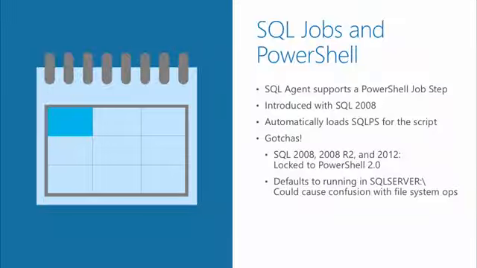So there's a couple gotchas with using PowerShell in SQL Agent jobs. The first is with SQL 2008, 2008 R2, and 2012, you're locked to PowerShell 2.0. I don't know really the reasoning behind that. That's just the nature of the beast. Okay. But they fixed that in 2014 and in 2016. And again, this is when you're using the client tools. Right. So now it will use whatever the current version of PowerShell is that is installed on the box.